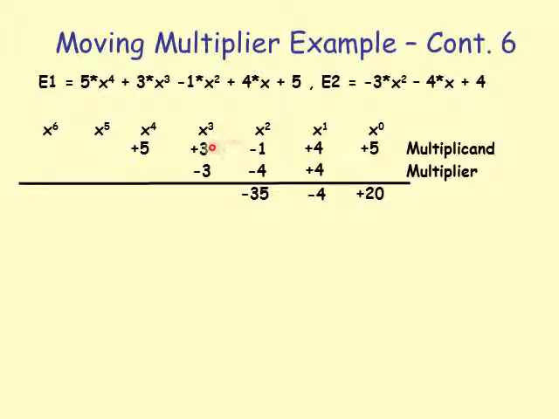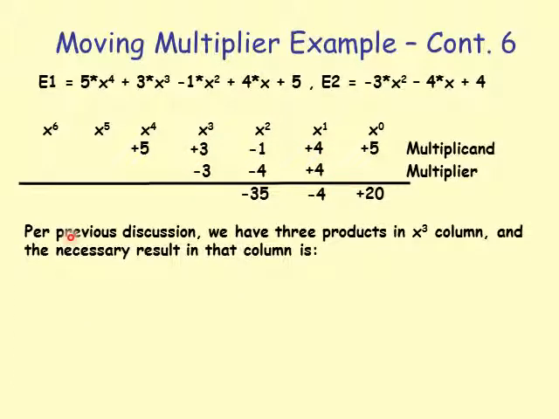Now we are in the x cubed column and we have 3 products to worry about. This one, this one, and this one. This is crosswise, vertically, and crosswise. From the previous, we have 3 products in the x cubed column, and the necessary result in that column is plus 3 times 4, which is plus 12, minus 1 times minus 4 is plus 4. 12 plus 4 is 16, and then 4 times minus 3 is minus 12. So 16 minus 12 is 4. So we have 4 in the x cubed column.